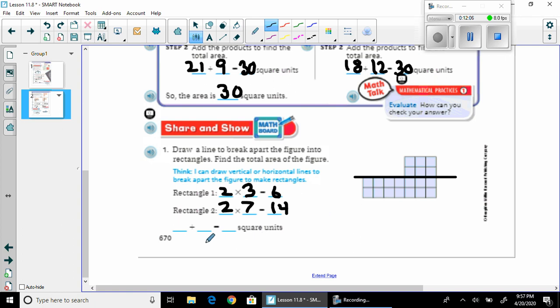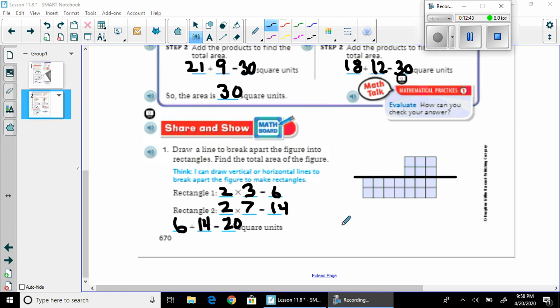Okay, so I'm going to take my two products and I'm going to add them together to find my sum or my area. All right, so you can go ahead and pause the video and add up 14 plus 6, and then we will check our answers. All right, so I got a sum of 20 square units. Hopefully you did as well. So again, to check it, you could go ahead and count up each square and you should get 20 of them, okay?